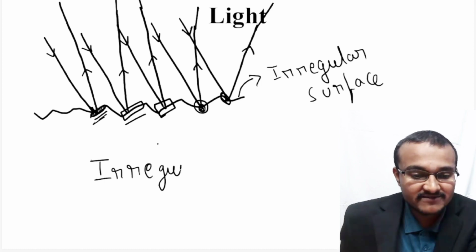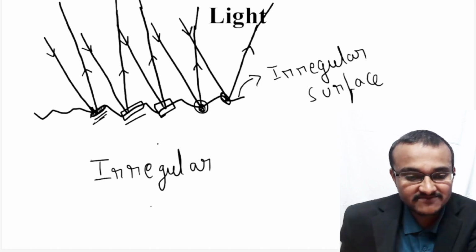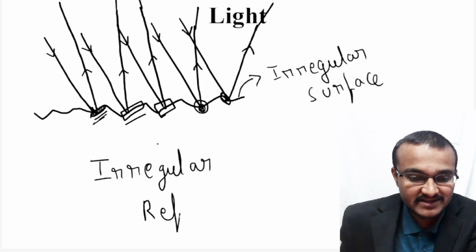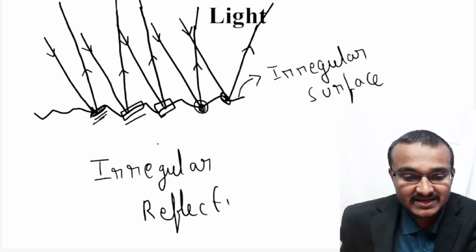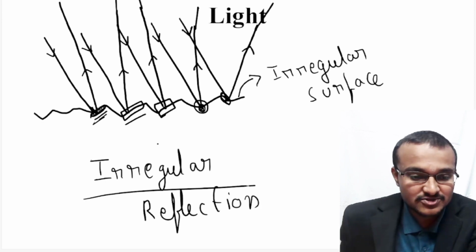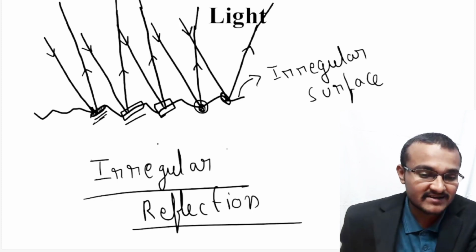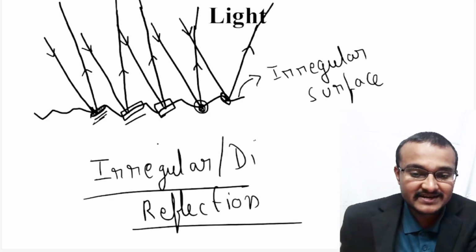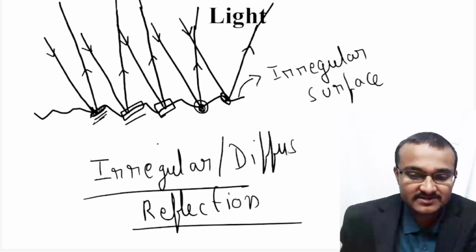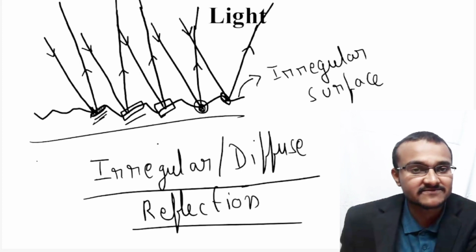So whenever reflection on an irregular surface takes place, such reflection is known as irregular reflection. So here irregular reflection is taking place. This irregular reflection is also known as diffuse reflection. So irregular reflection or diffuse reflection takes place on an irregular surface.